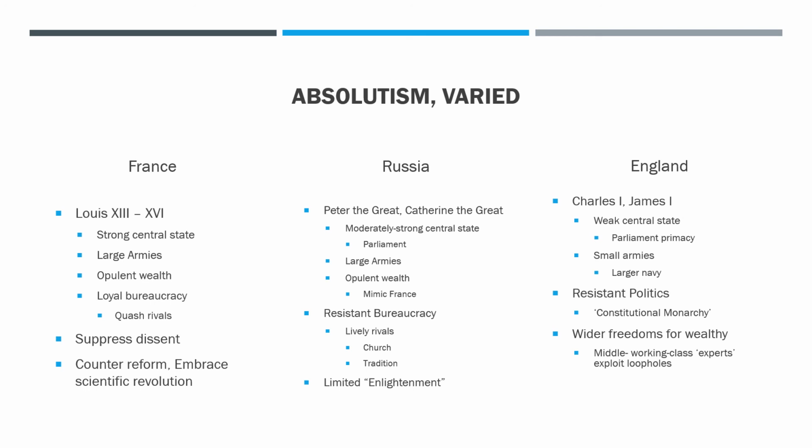They also had large armies. They had very opulent wealth. They built palaces to imitate the French monarchs. But they did have a resistant bureaucracy. There was some weight against these decrees, particularly church control over the cultural landscape of Russia, as well as tradition, the weight of the way that things were always done.